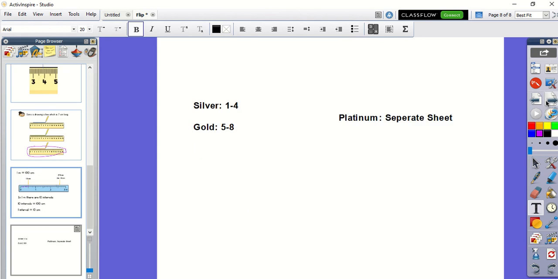So today, silver is questions 1 to 4, gold is questions 5 to 8, and platinum is on a separate sheet. Nice easy start to the week.